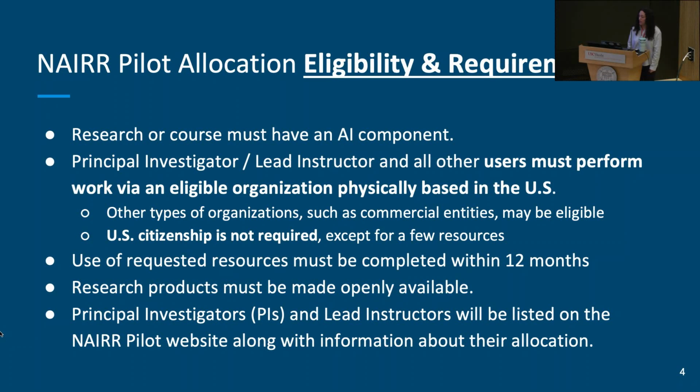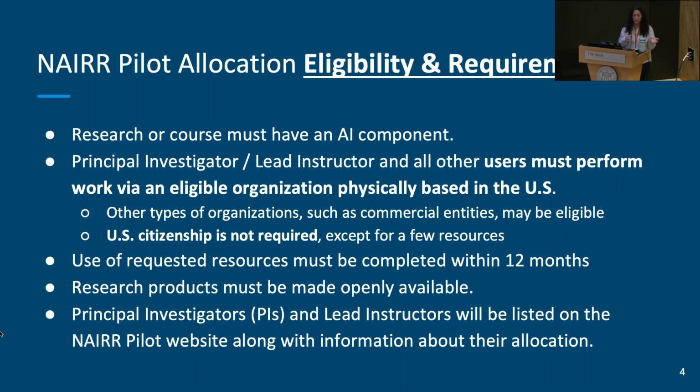So a little bit about eligibility and requirements. A research project or course must have an AI component. That's pretty much the most basic thing. Part of your research has to do with AI. The PI, or principal investigator, or the lead instructor for a course, and other users and learners must be from an eligible organization physically based in the US. So really this is very important. It's a non-starter. You don't have to be a US citizen in most cases, but you do have to be affiliated with a US institution.